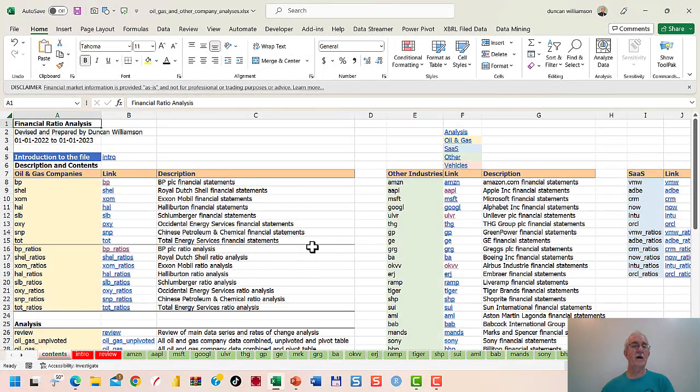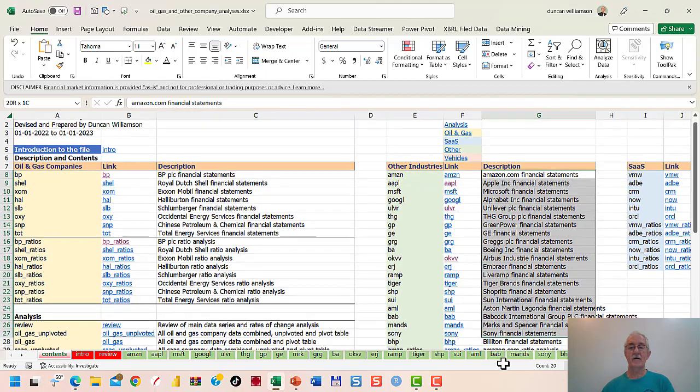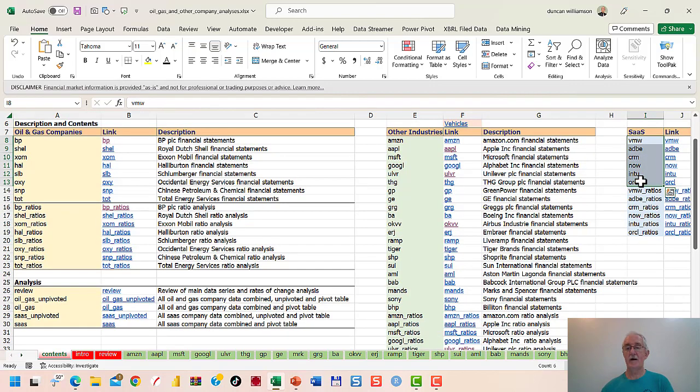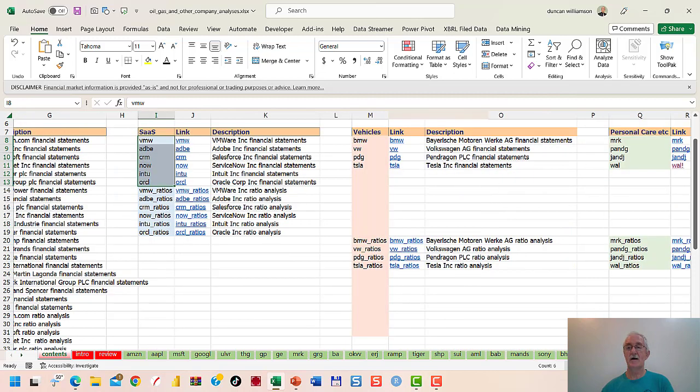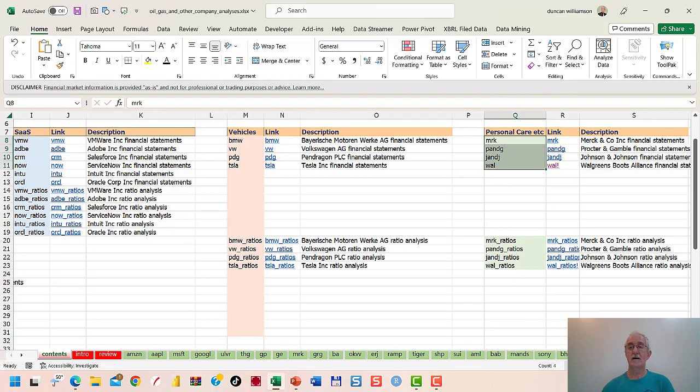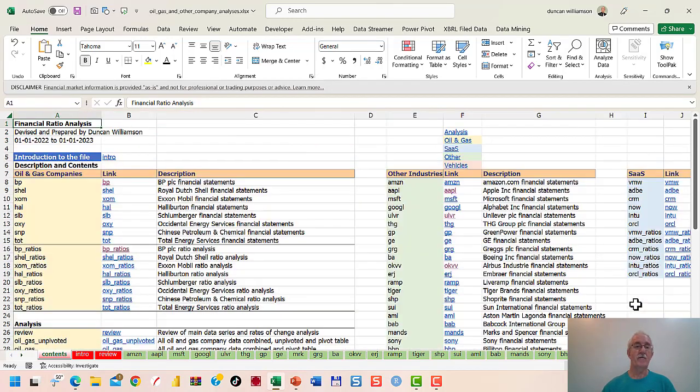There's 43 companies then, I've already mentioned them, here they are. In the oil and gas sector, there are 8 companies. In the others, all the way down to there, there are 21 companies. Software as a service, there we are, 6 companies. Personal and healthcare, that should say, and there are 4 companies, and that's it. Add all those together, and you get 43. By the way, next time you see this file, it could be 44, 45, 46. I'm adding to this all the time.